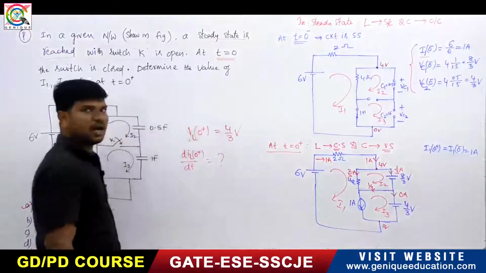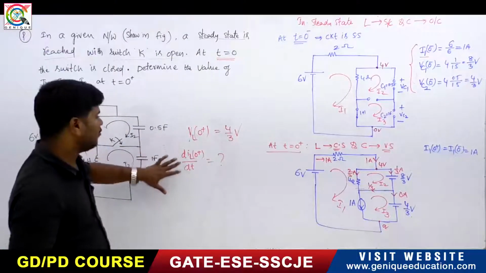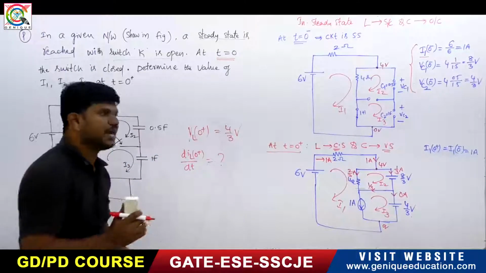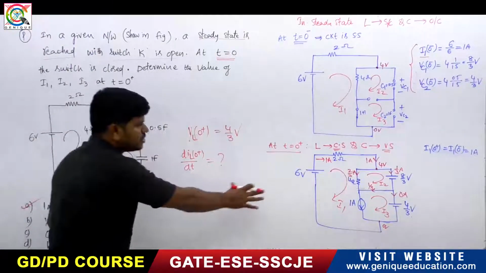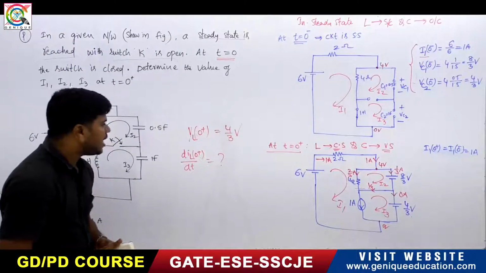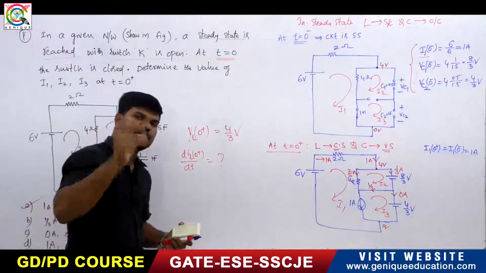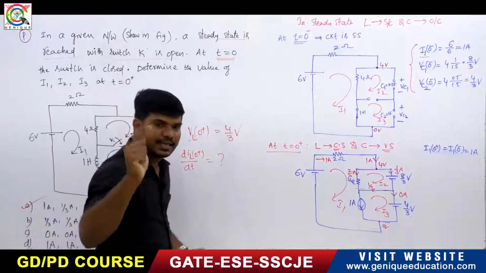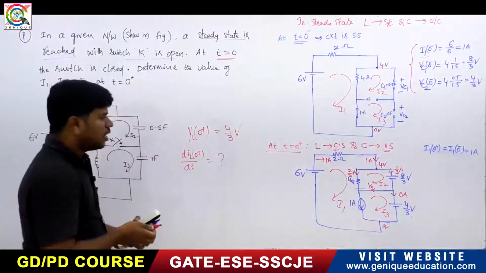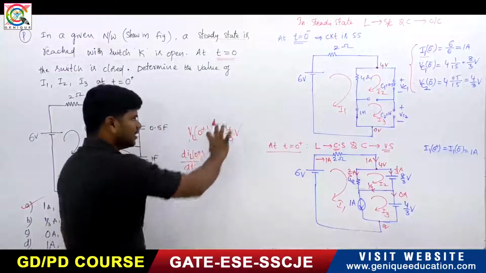Now suppose he has asked dIL of 0 plus divided by dt, how will you calculate? How have we asked dIL of 0 plus divided by dt? We have to find the rate of change of current in the inductor at t equals 0 plus. How can you calculate? So at t equals 0 plus, what is the voltage? At t equals 0 plus, this is the voltage.